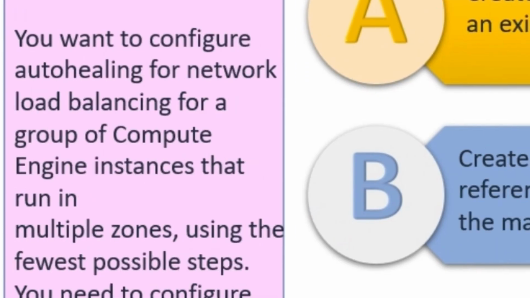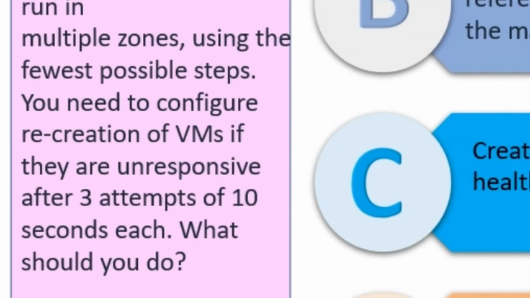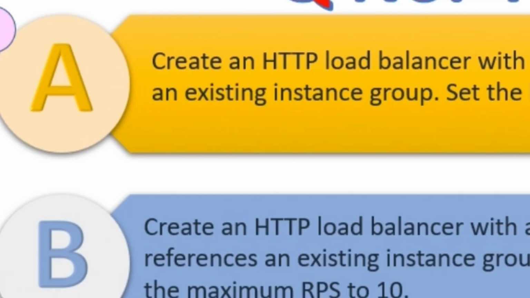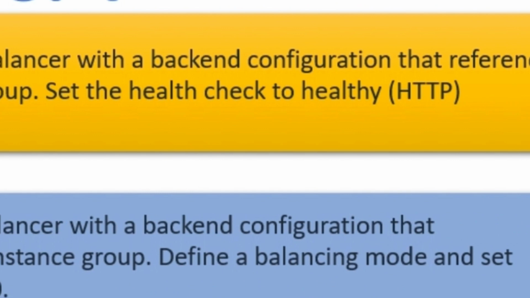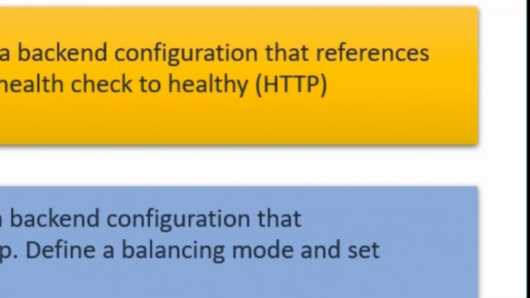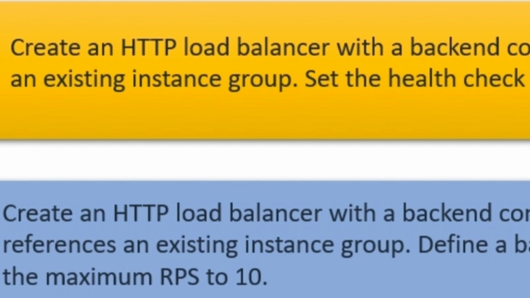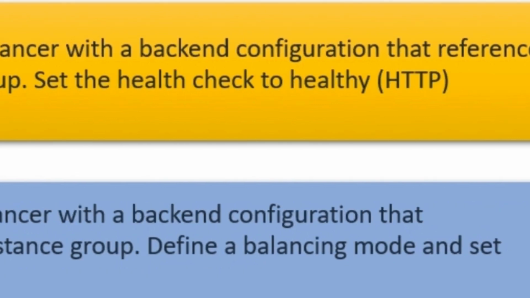You want to configure auto healing for network load balancing for a group of Compute Engine instances that run in multiple zones. Using the fewest possible steps, you need to configure recreation of VMs if they are unresponsive after three attempts of 10 seconds each. What should you do? Option A, create an HTTP load balancer with a backend configuration that references an existing instance group. Set the health check to healthy.